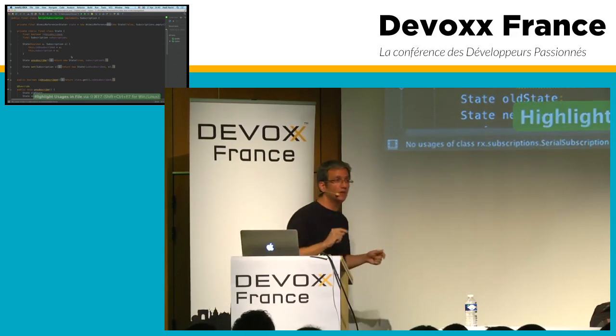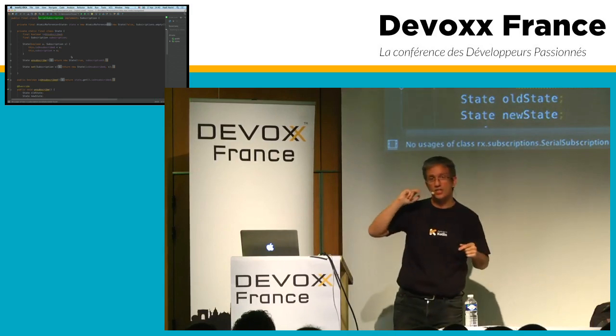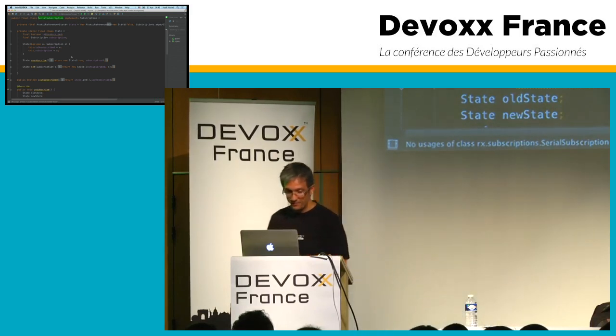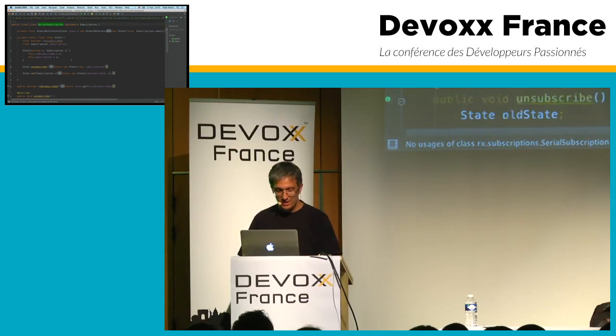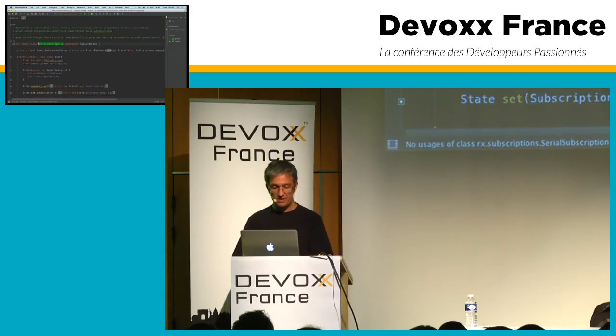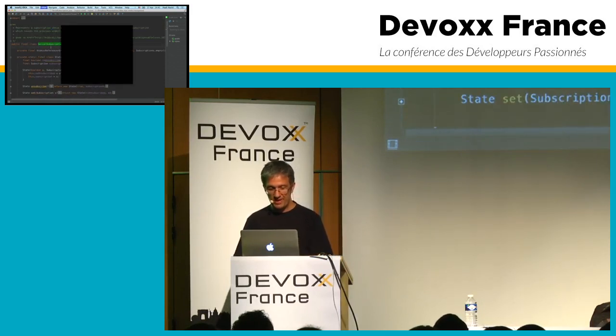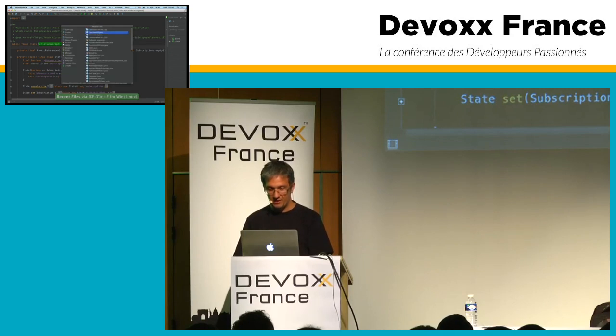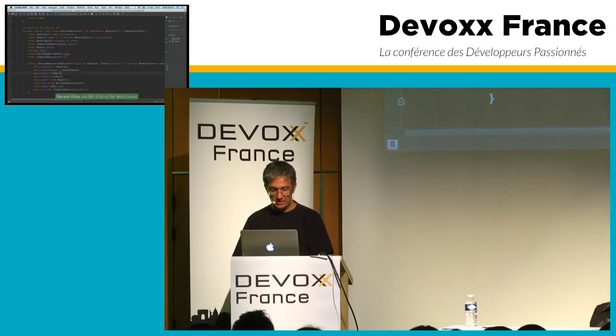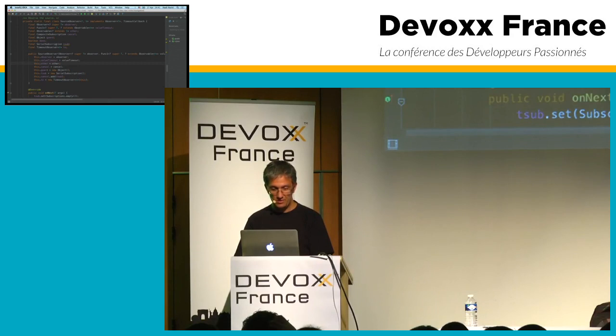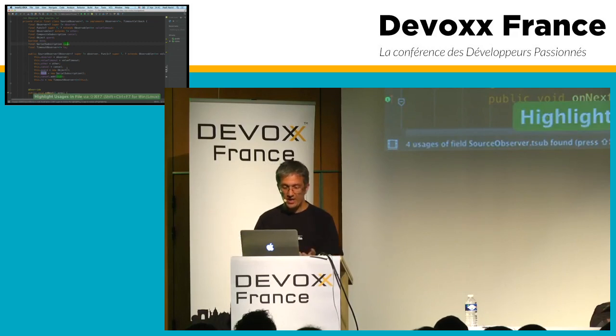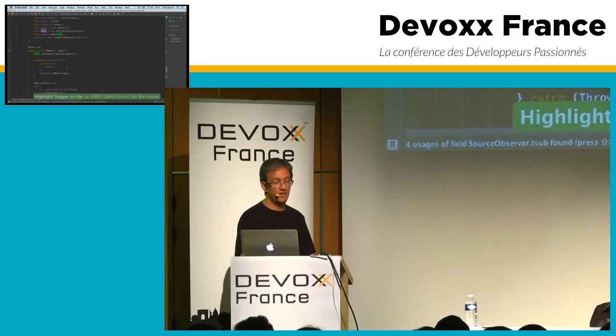Shift Command 7 highlights the usages in a specific file. So you can see that I have here serial subscription. Let's go back to some other file, and I can do, for instance, serial subscription, and it will highlight all of the usages in that file, right?